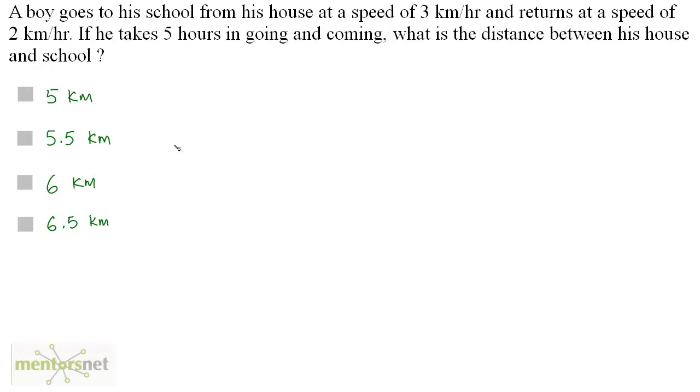A boy goes to his school from his house at a speed of 3 kilometers per hour and returns at a speed of 2 kilometers per hour. If he takes 5 hours in going and coming, what is the distance between his house and the school?